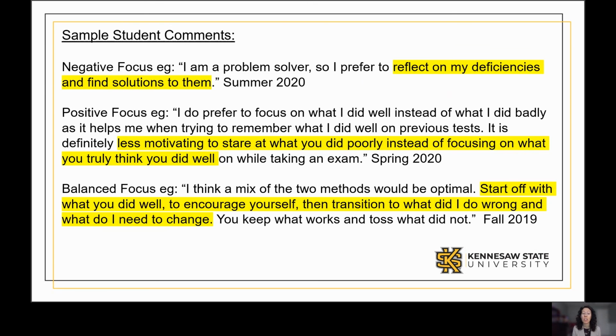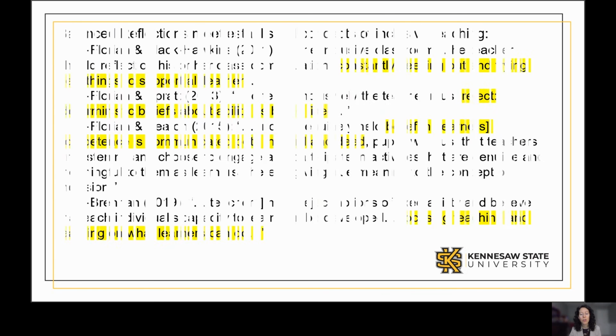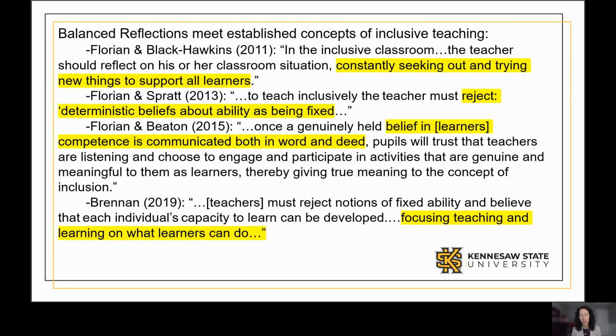Students can look at what they did well to encourage and motivate themselves to continue, and then also talk about what they did poorly if they'd like to learn from their mistakes and try to improve. So next we can take a look at how balanced reflections meet the literature that exists about the concepts of inclusive teaching, and specifically as it regards to what teachers can do in an inclusive classroom.